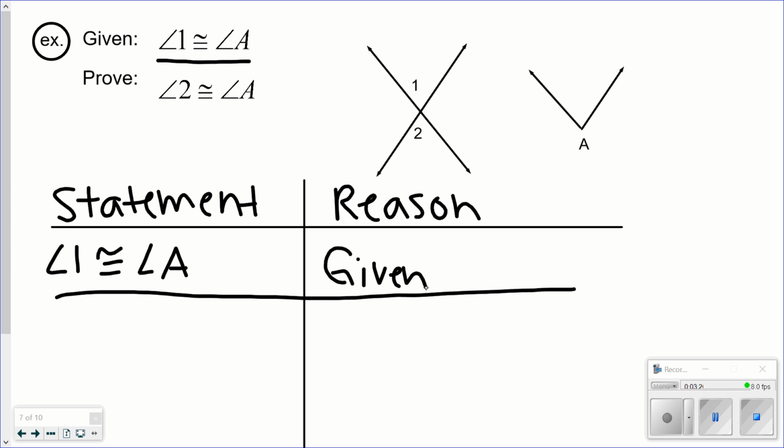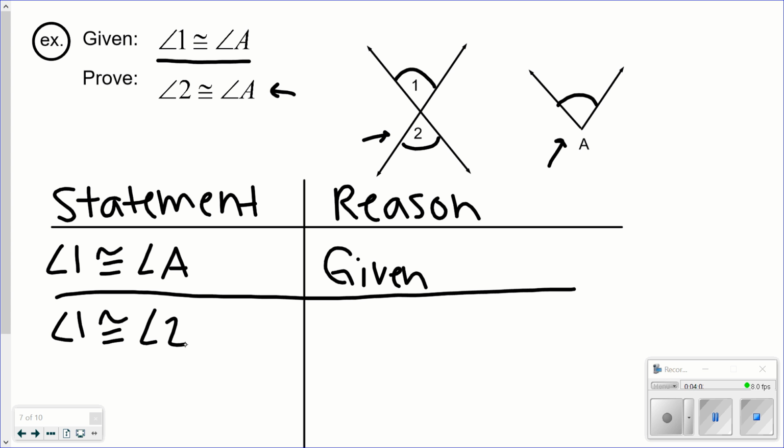Now I'm going to look at my diagram and make markings to say that angle 1 is congruent to angle A. So these markings right here are saying that those angles are congruent. Now what I'm trying to prove is that angle 2 is also congruent to angle A. So I need to prove that this angle here is congruent to angle A. Well, is there a way that I could say that angle 1 is congruent to angle 2? And the answer is yes. So I can say that these two angles are congruent.